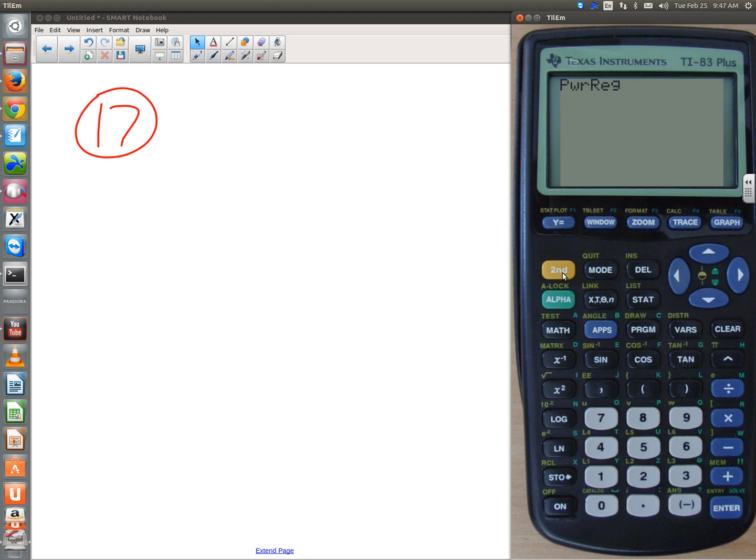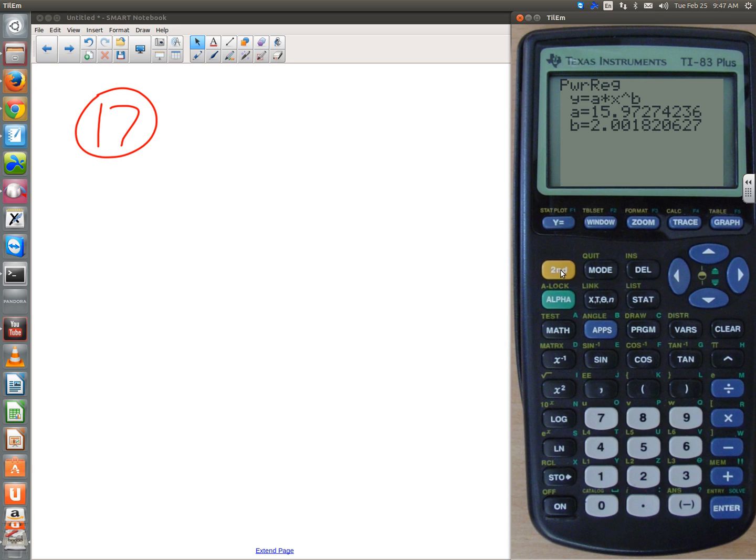L1, so second one, comma L2, comma Y1, so we can store it somewhere. Vars, Y vars, function 1. Enter. And what do I forget again? I always do. On purpose, it's a teachable moment. So what do? Diagnostics done.